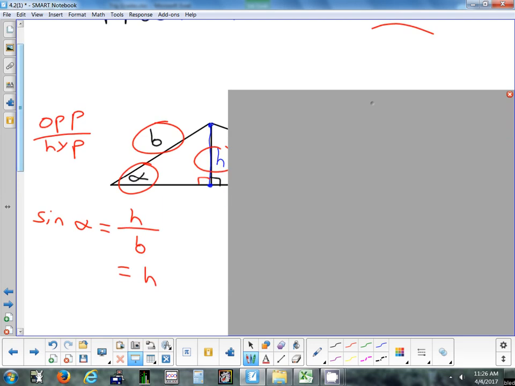Now the last thing I want to do on this side is solve it for h. I'm coming up with a formula to find the height. Multiply both sides by b. So you get b sine alpha equals the height. So as long as you know this angle and you know b, just take the sine of the angle times b, and that'll give you the height of the triangle. Any questions on that formula?